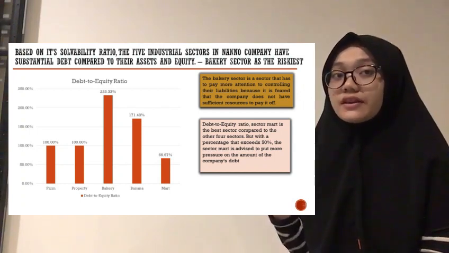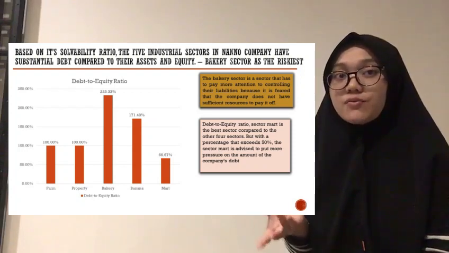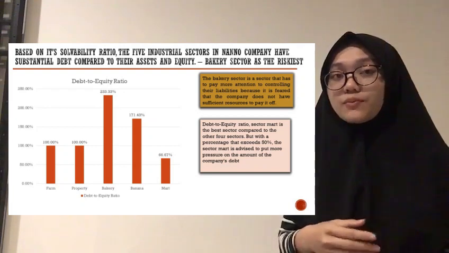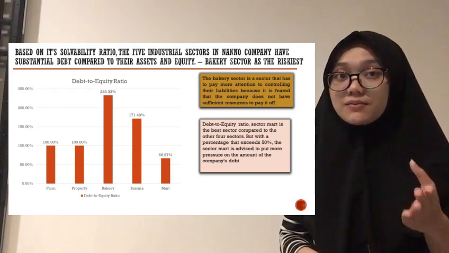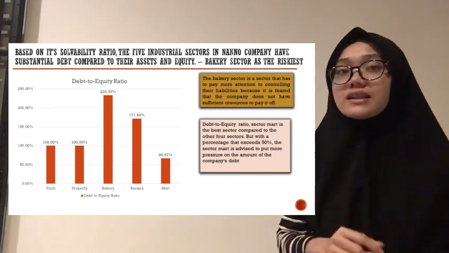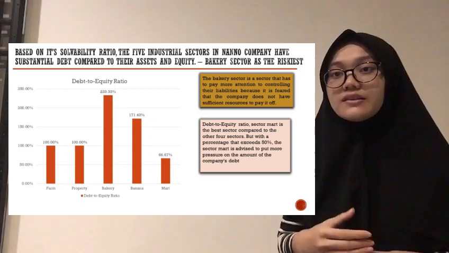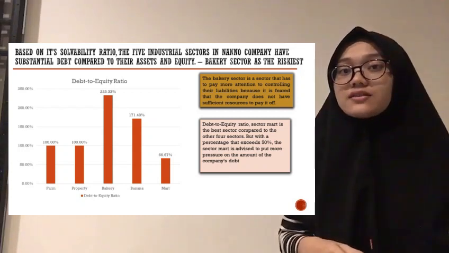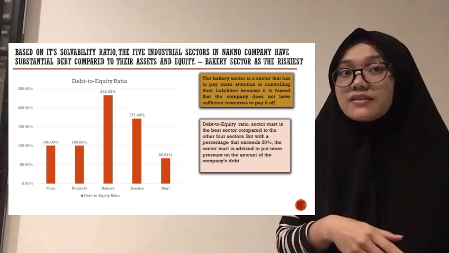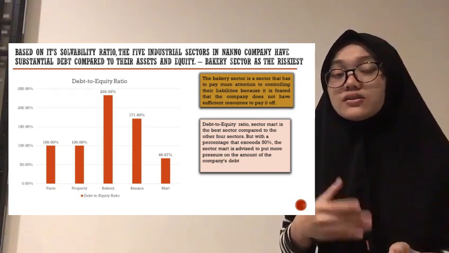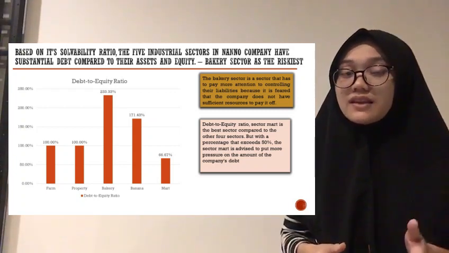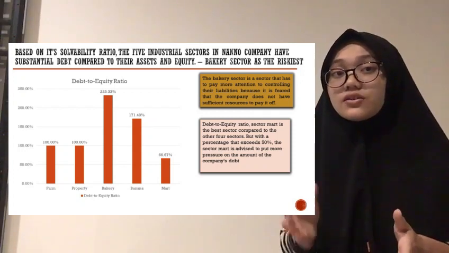Next, we move to another explanation of ratio analysis of NANNO Company. Here we have solvency ratio. First, I will explain debt to equity ratio. Debt to equity ratio is a ratio that compares the total liabilities of the company with their equity. And from this chart, we can see that the mart sector is the best sector compared to the other 4 sectors because the amount of the total liabilities of the mart sector remains under control. So the difference between the total liabilities and their equity is not too far.